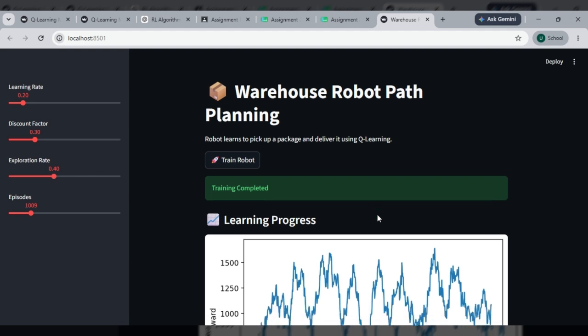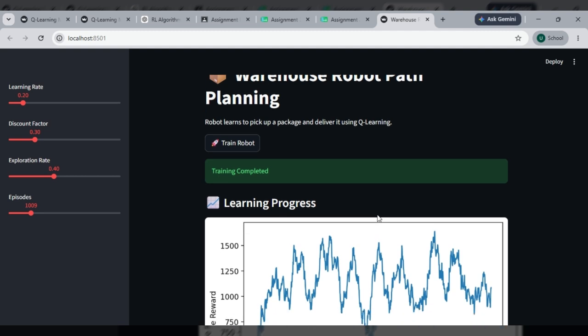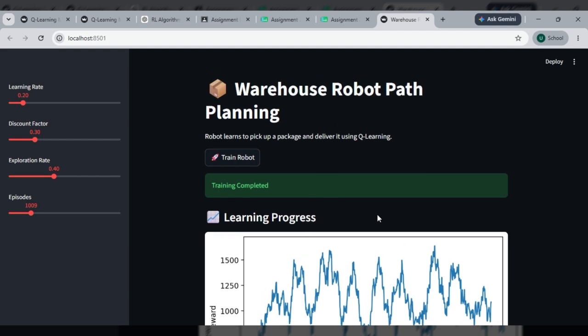As we can see on the screen, this application is developed using Streamlit, which provides an interactive web interface for training and visualizing the robot learning process. The warehouse environment is represented as a grid where the robot must move from one location to another while avoiding obstacles. Unlike traditional programming, where every movement is predefined, this robot learns through experience using the Q-learning algorithm.